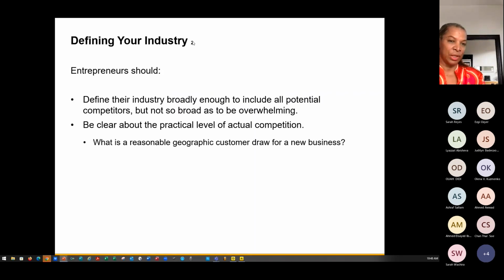So defining your industry, notice there's a 2 next to it. You want to put that in your business plan. You should define it broadly enough to include potential competitors. So it's not all competition, it's potential. And be clear about how they are a competition, and we'll see that when we do the map. Be clear about why this company is a competition to you.